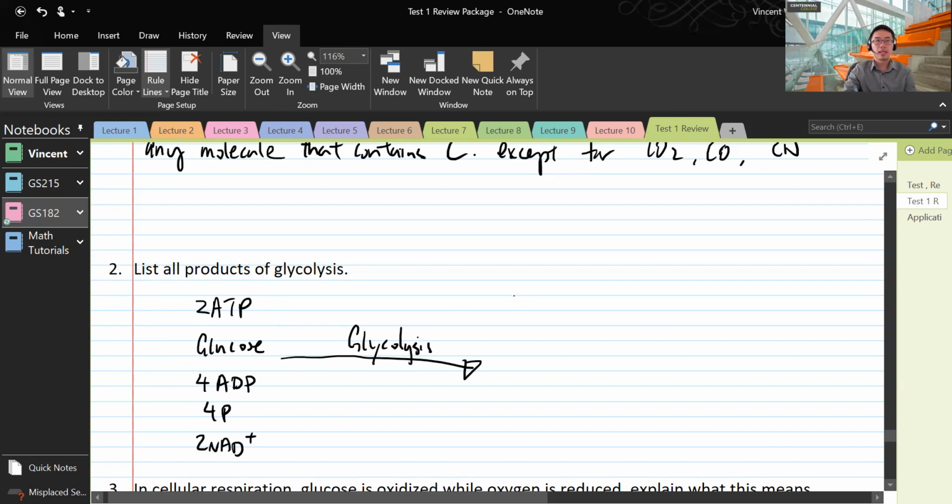And what you end up getting is going to be 2 NADH. You're going to have 4 ATP. You're going to have 2 pyruvate. Okay. And you're actually going to get 2 ADP plus P as well from here. Okay. But these are the major products, I would say.